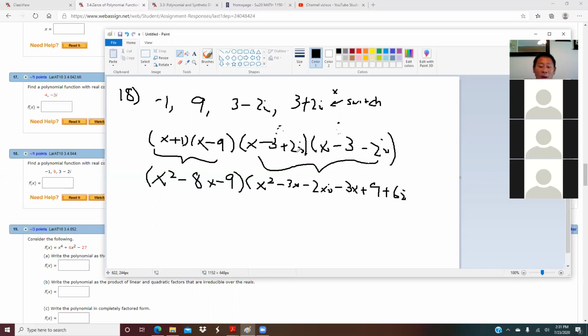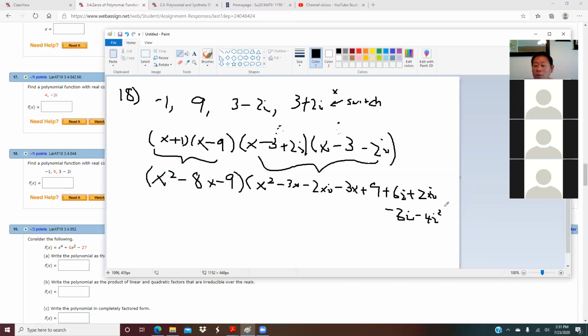And now you do the 2i. 2i times x is 2xi. And then 2i times -3 is -6i. Sorry, my writing. And then this will give me a 2i times -2i, which is -4i squared.